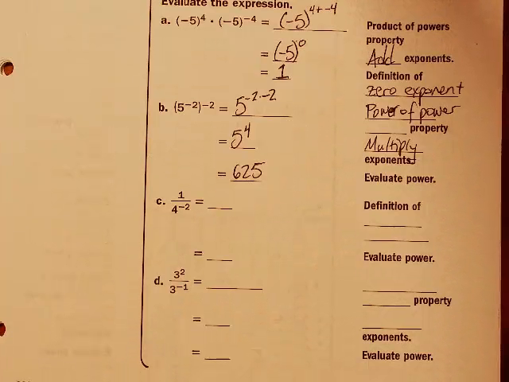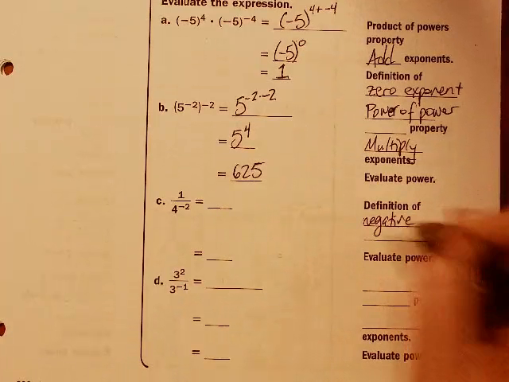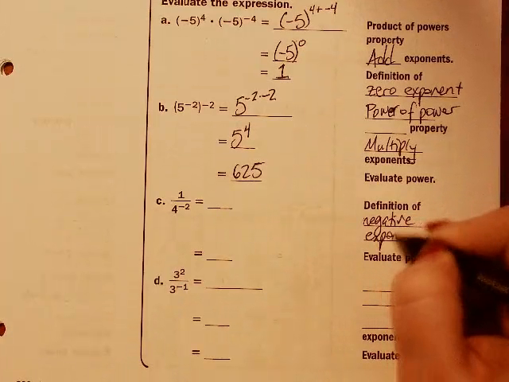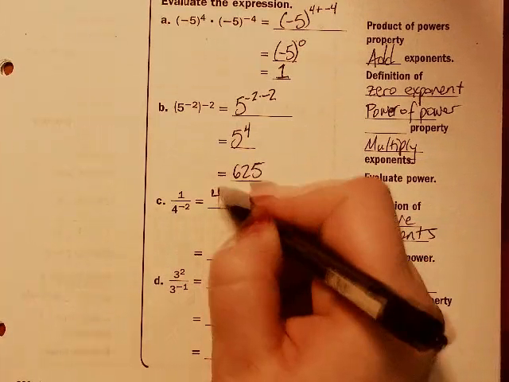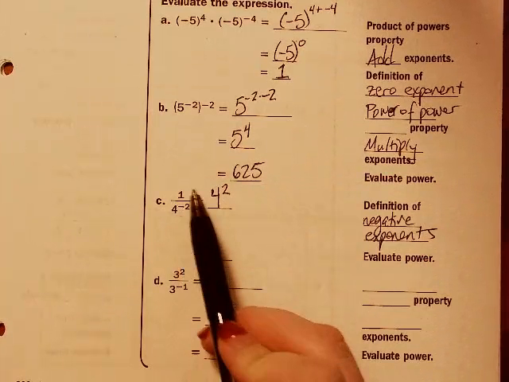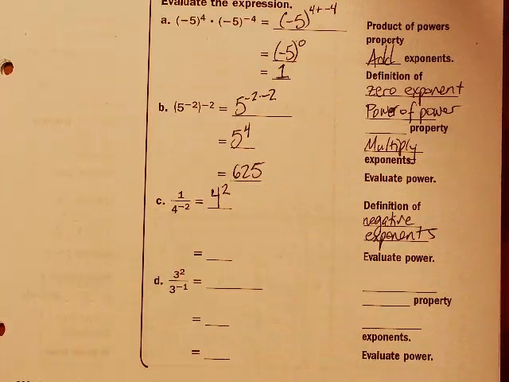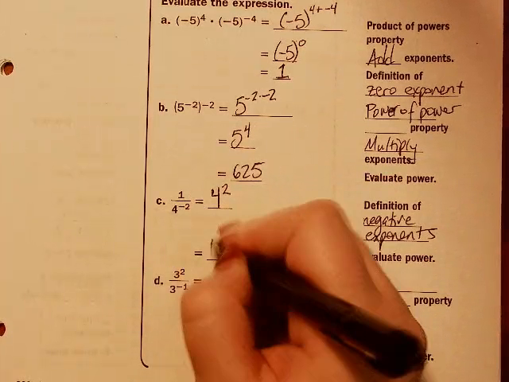Now, 1 over 4 to the negative 2. We're going to use the definition of negative exponents and say that this is the same as 4 squared, because we take the negative away and move it to the numerator. So our fraction goes away and we just have 4 squared, which is 16.